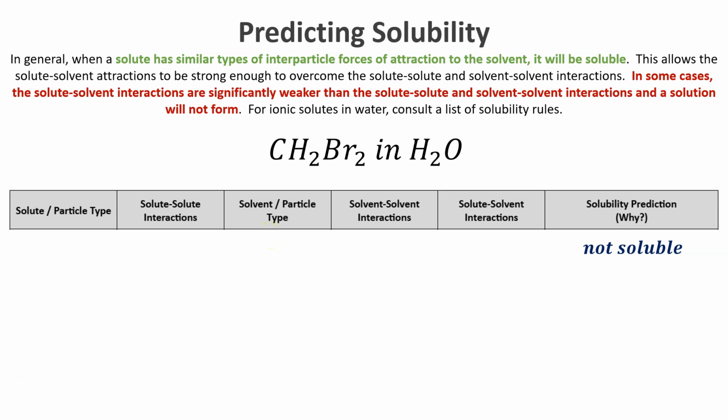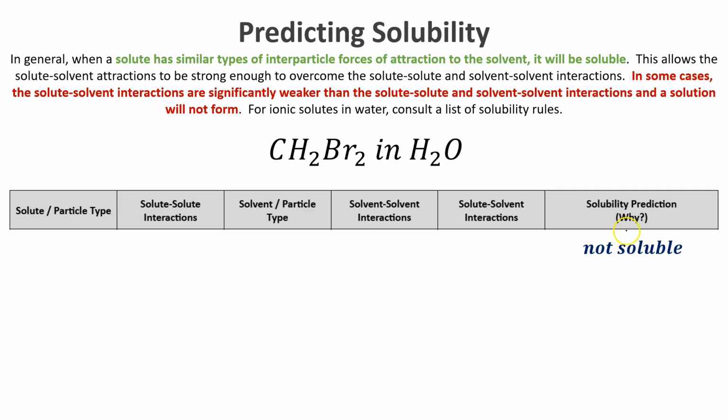Hey everybody, in this video we're going to be talking about predicting solubility. In particular, we're going to look at an example of CH2Br2 in water. And to explain the solubility here, we're going to be going through this series of steps outlined in the gray boxes. You could apply these exact same steps to really any set of potential solute and potential solvent that you're trying to analyze. Let's get started.